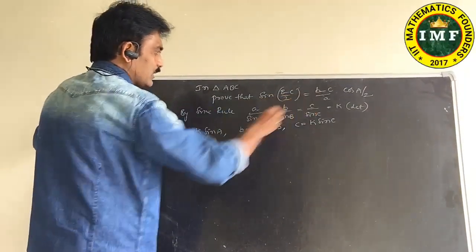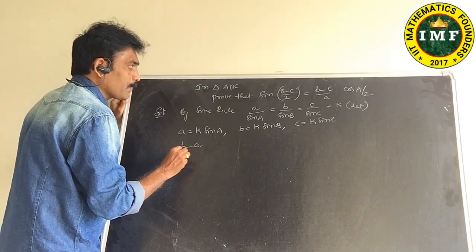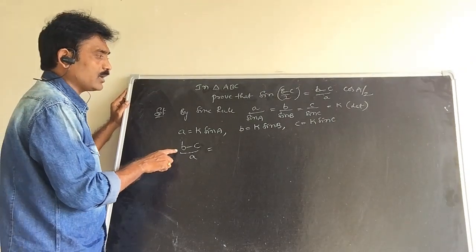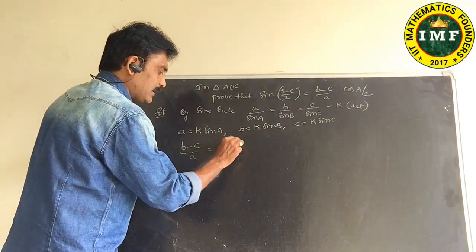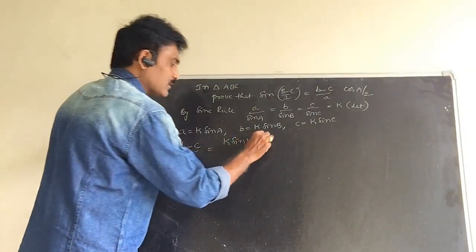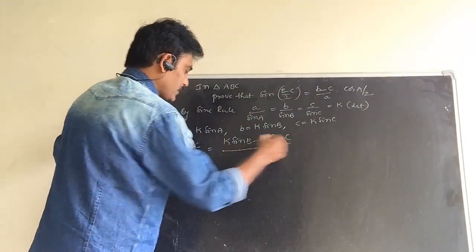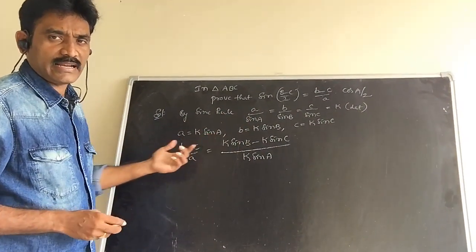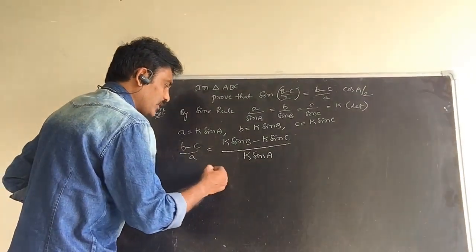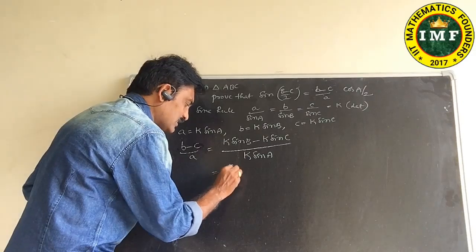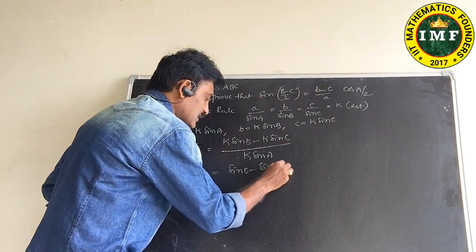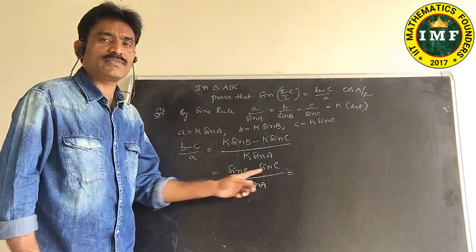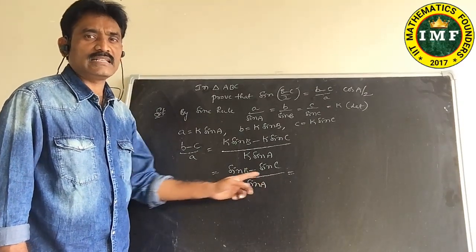Now I am taking this one, (b minus c) by a. Here, b means k sin B, c means k sin C, a means k sin A. I am taking k common, and k gets cancelled. What remains is (sin B minus sin C) by sin A. It is very clear this is in the form of sin C minus sin D.